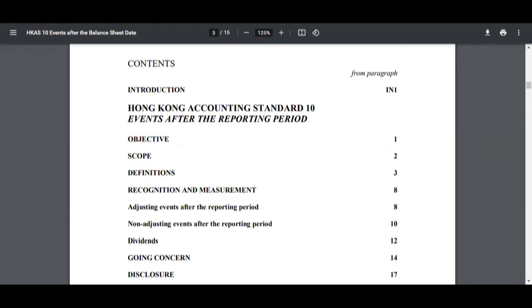In this video, I'm specifically going to talk about Hong Kong Accounting Standard 10, in short form also known as HKAS 10. Again, it's very similar to the International Accounting Standard, IAS 10. So if you are preparing for your ACCA exams, it is again relevant material, so you can continue watching this video.